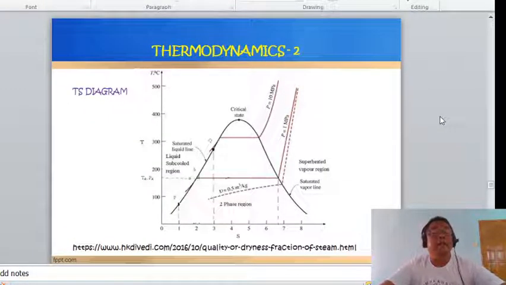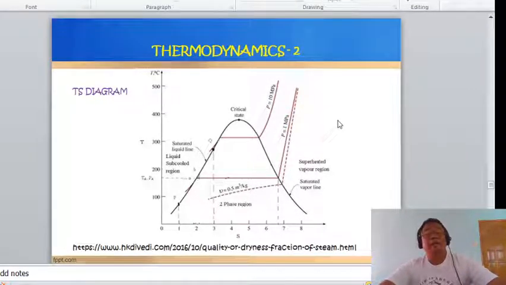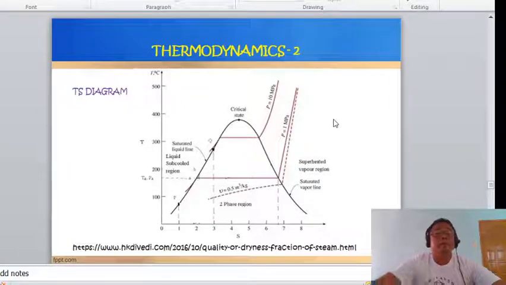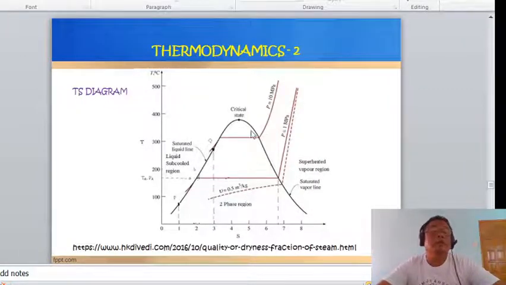Another, we have also the TS diagram here. This is somewhat similar, class, to the previous illustration. We have here again the compressed liquid, which is at the left portion of the diagram. This is the saturation line, class. The critical point is again at the upper portion, and this line here is the constant pressure line.